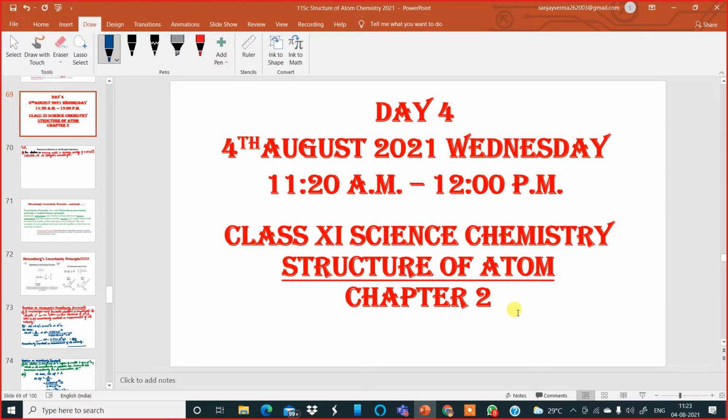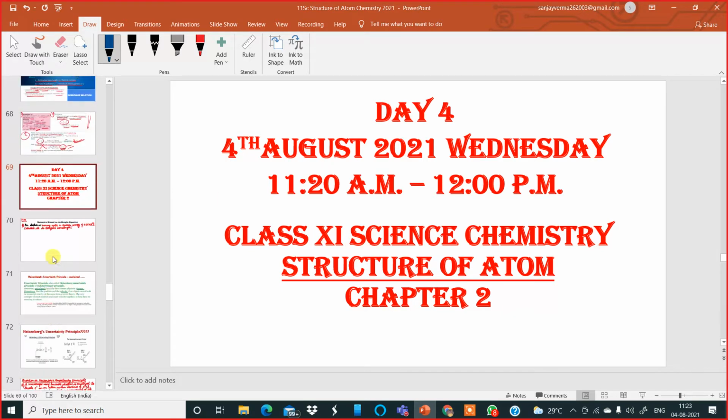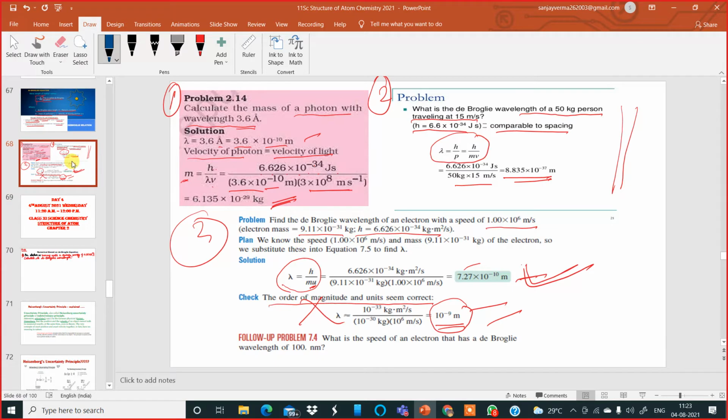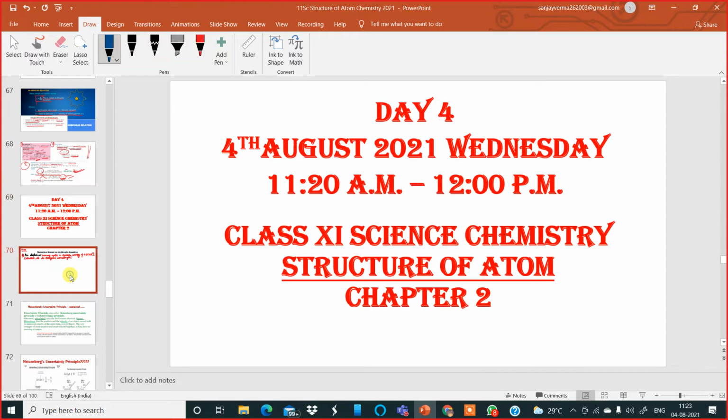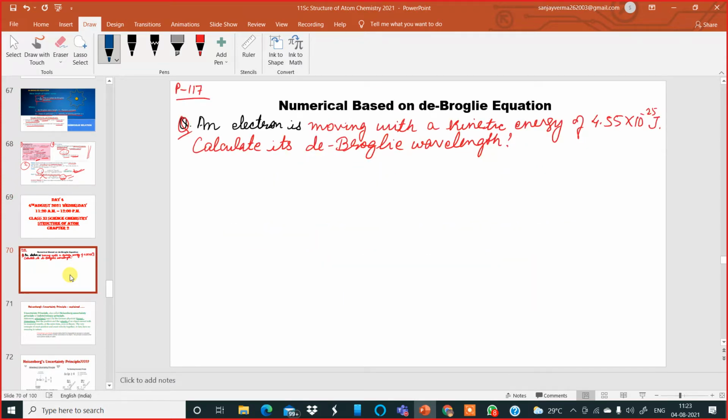Today is the fourth day of my doing this chapter, Structure of an Atom. It is chapter 2. Yesterday, in yesterday's class, I had a double period where the last thing I did was numericals. I explained three numericals based on the calculation of wavelength using the de Broglie equation. Today, if you look at the screen, there is one more numerical which I have missed out, so let me solve this also.